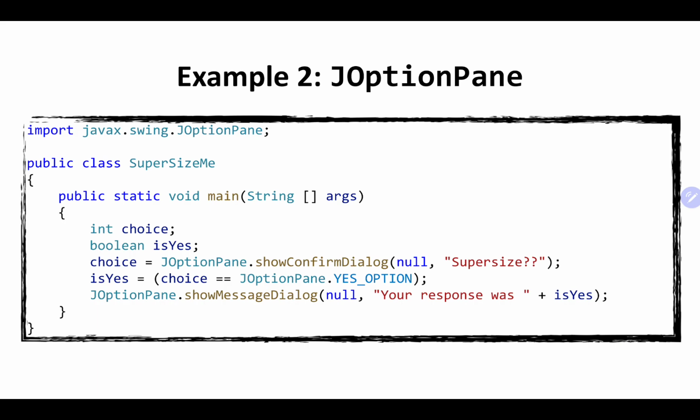Okay, the next example, which is JOptionPane. Here, if you look, we use JOptionPane.showConfirmDialog. And what is this? This is our parent component or parent window. And also here the message that we want to display. And here we're going to check if the user chooses yes, then we're going to put the value inside the variable isYes. And here whether it is true or false, right? So we're going to display using show message dialog.